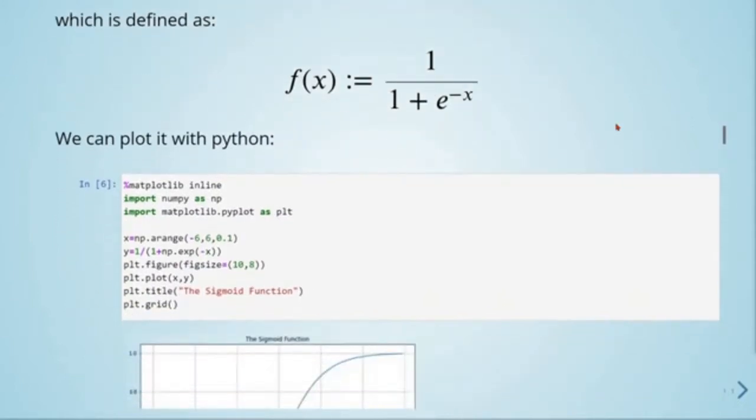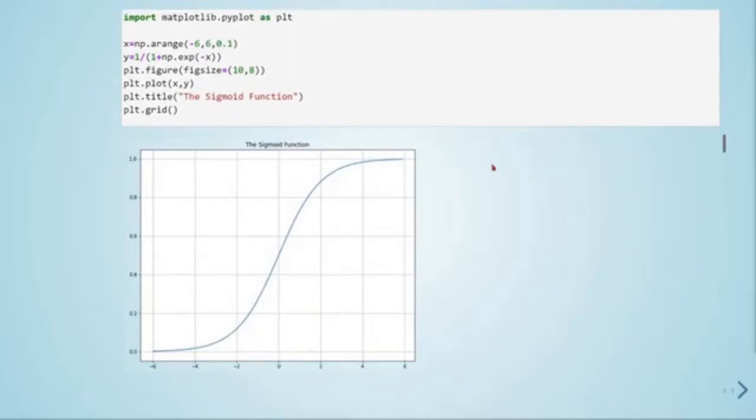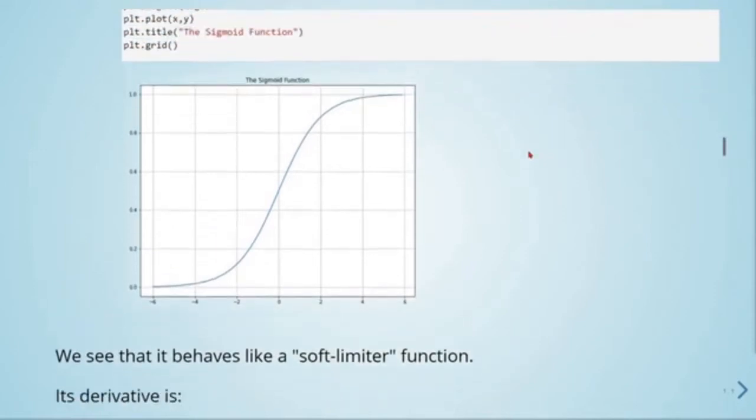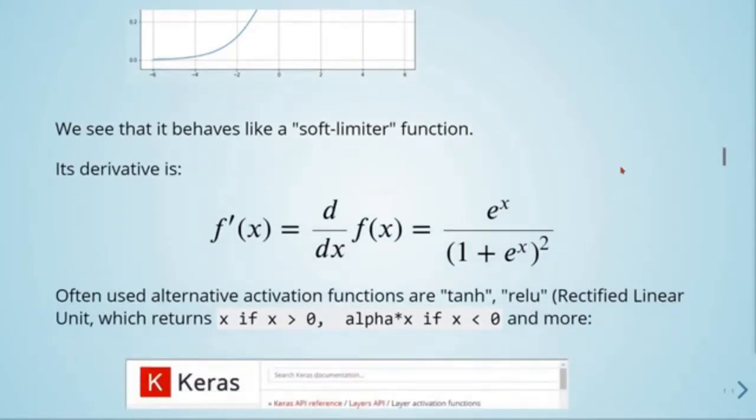We can also plot this function in Python. We have the sigmoid function here, and we see that it behaves like a soft limiter function. The derivative of the sigmoid function is given here: e to the power of x divided by (1 plus e to the power of x) squared. And this is one activation function, and there are others.